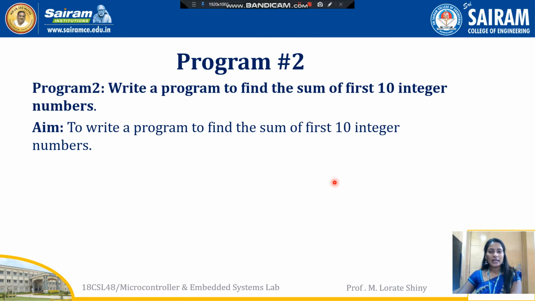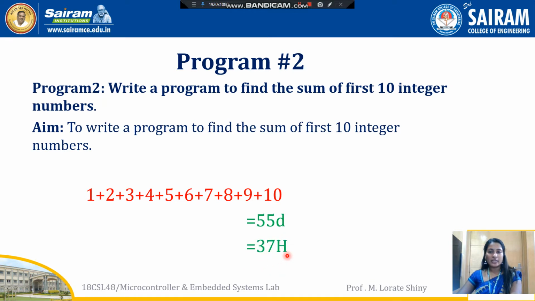The question is to write a program to find the sum of the first 10 integer numbers. The first 10 integer numbers are from 1 to 10. We have to find the sum of these numbers. When we calculate the sum, we will get 55 in decimal. We have to convert this 55 decimal to the hexadecimal value. When we convert, we will get 37H. For this concept, we have to write the program.